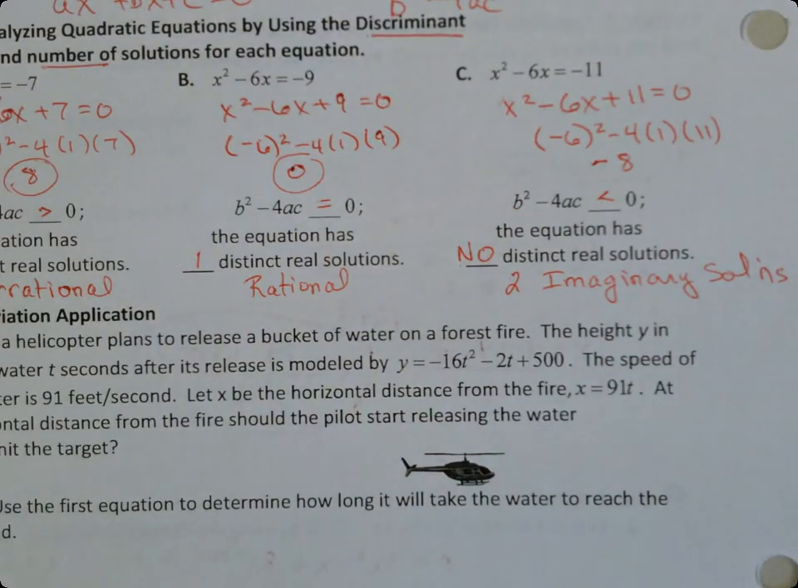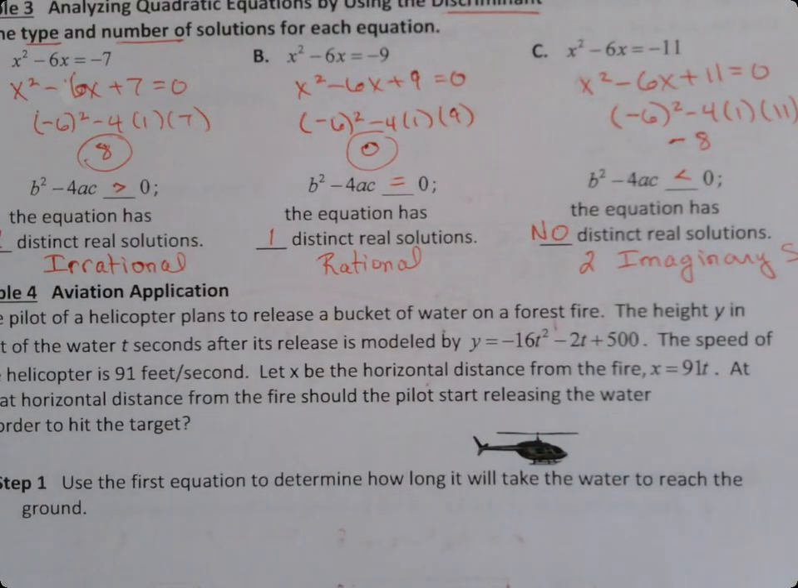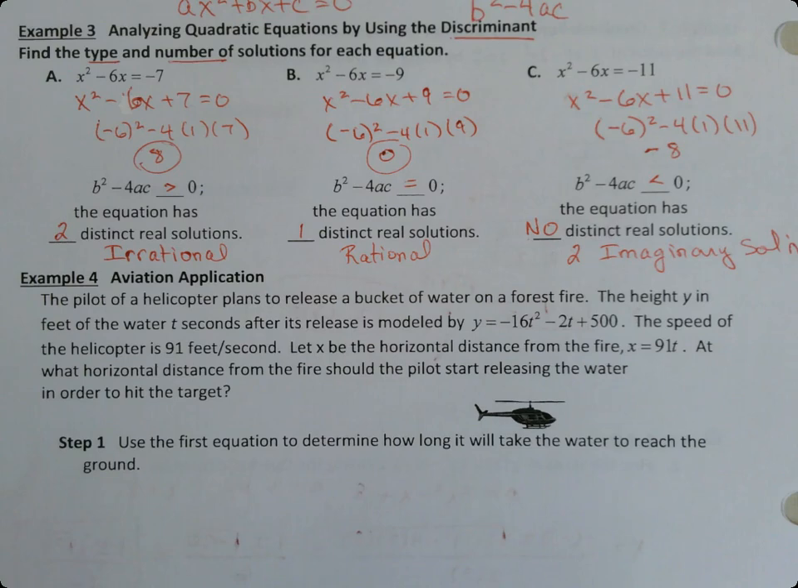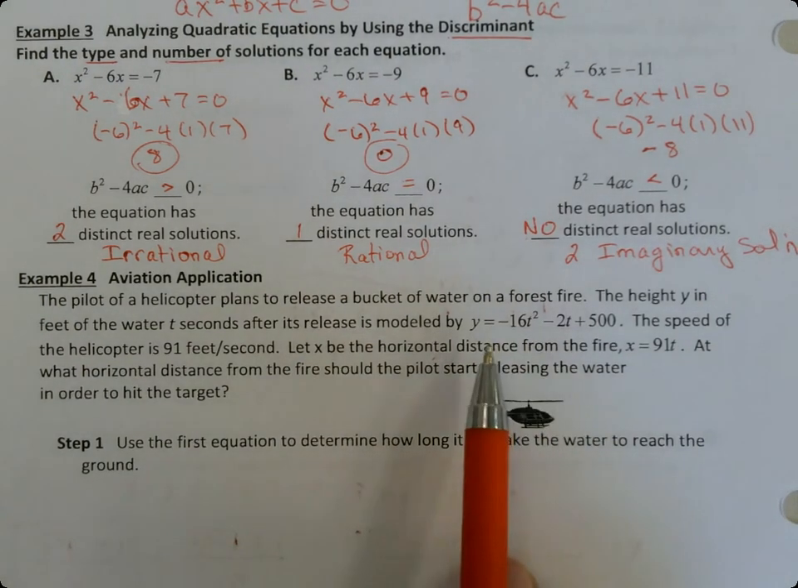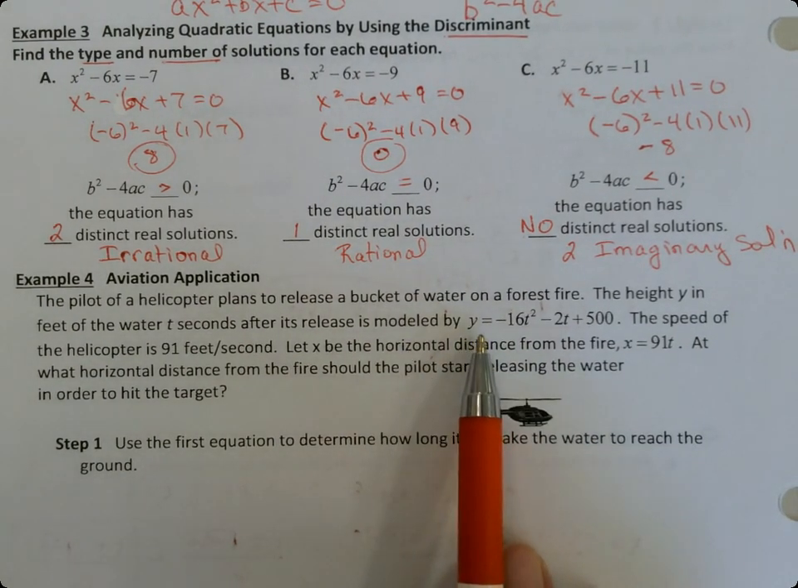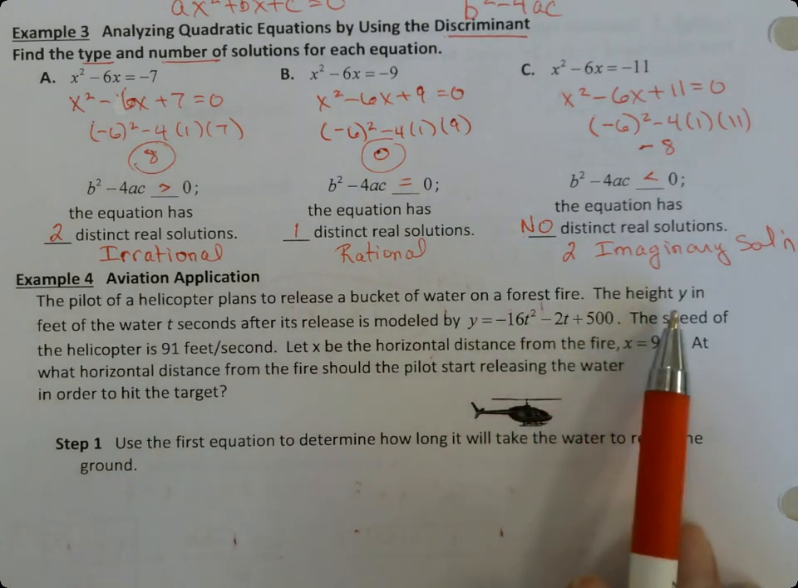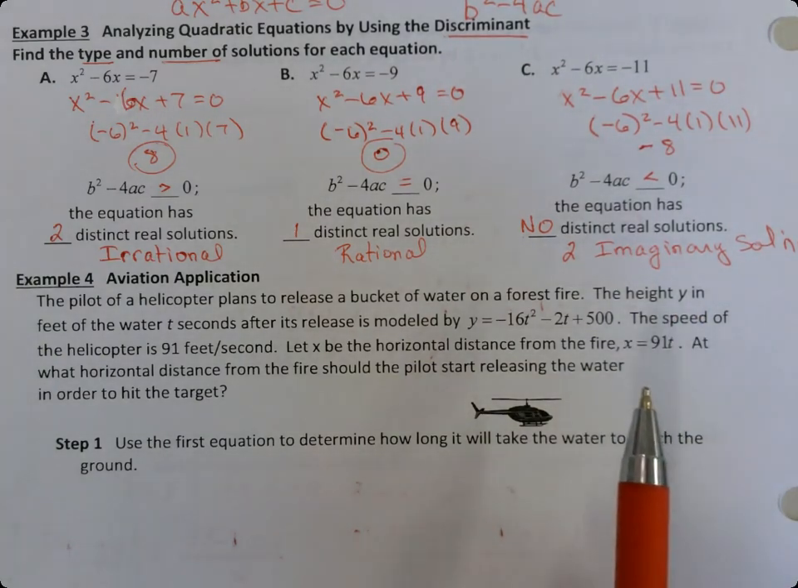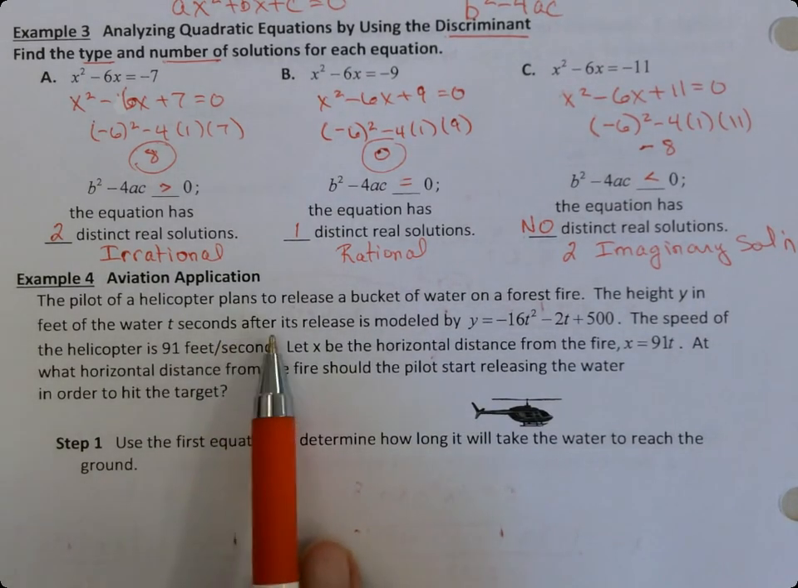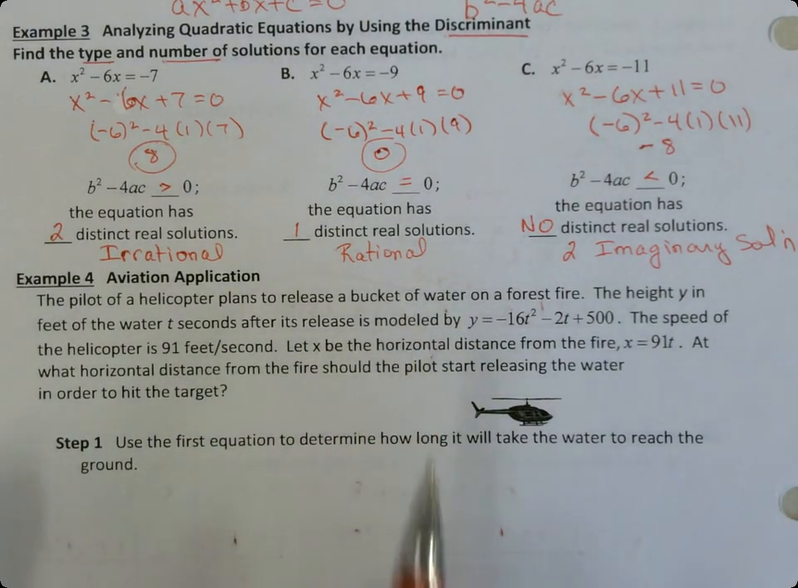Okay, bear with me. We're almost there. Take a minute and read example 4. We've seen problems like this before. So our formula for this is y equals negative 16t squared minus 2t plus 500. Y is the height in feet that the water is above the ground. Okay, so not the height of the helicopter, but the height of the bucket. T stands for the seconds after it's released. So we're looking for how high are we, and we're going to release the water. How long does it take to hit the ground?